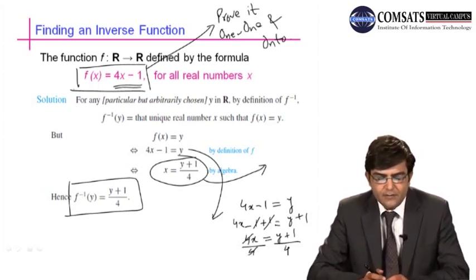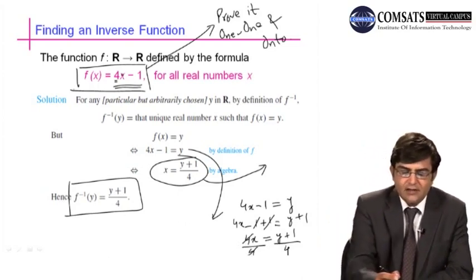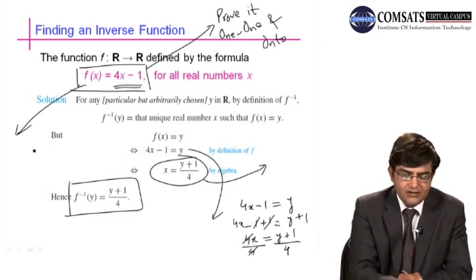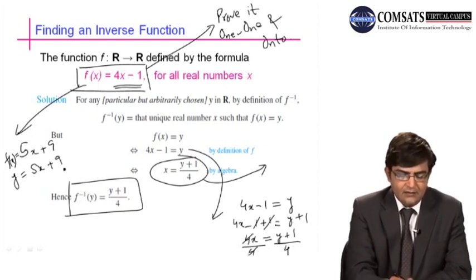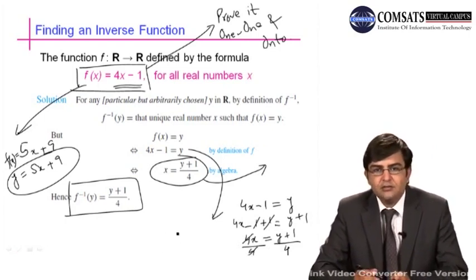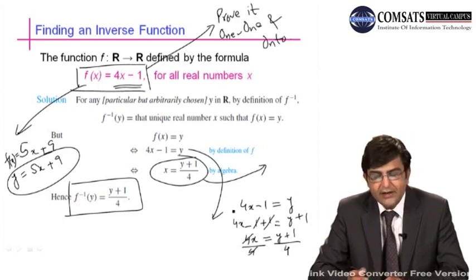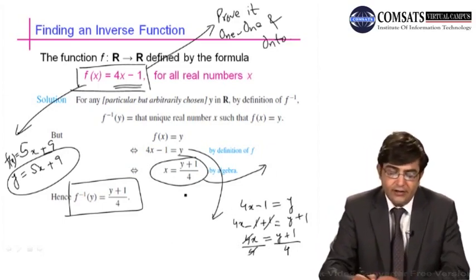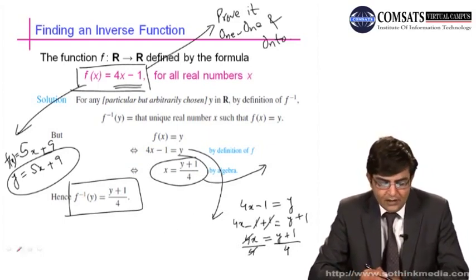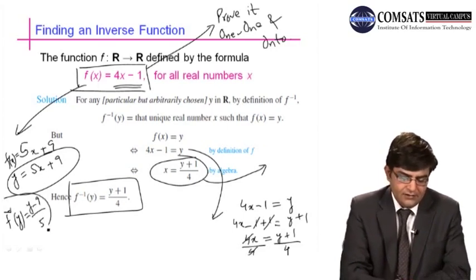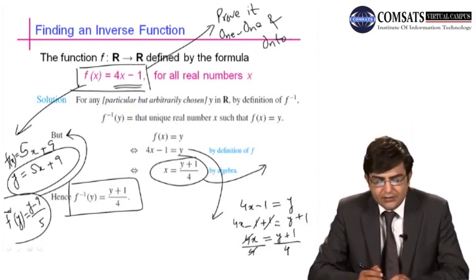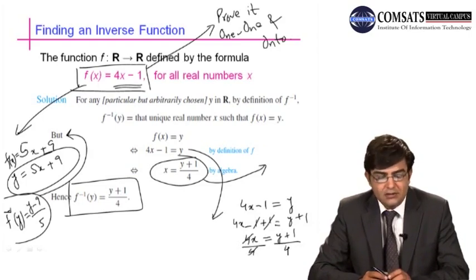So whatever the function is given, how do we find the inverse? For example, there may be 5x plus 9. If this is a function f of x, then we write it as y is equal to 5x plus 9, and then we try to find the value of x, or we try to separate the x, and on the right hand side we find an expression which involves only y. And then we say that f inverse of y is y minus 9 divided by 5. So this is the inverse of this function. So this is how we can find the inverse of a bijective function.